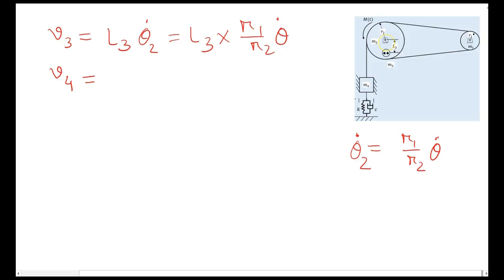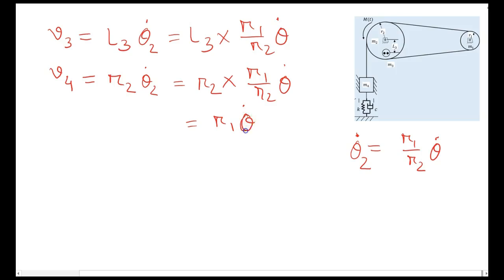For the linear velocity of piston M4, we can write V4 equal, again, the distance from the rotation axis or center of rotation to this mass, which is the radius of pulley 2, R2, times theta 2 dot. Again, if we write down the expression it would look like this: R2 times R1 by R2 theta dot, as a result R1 theta dot.